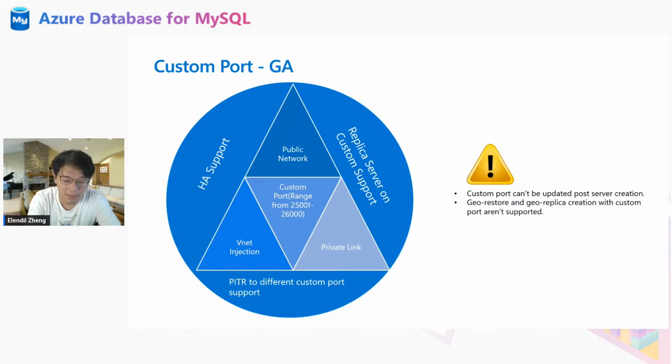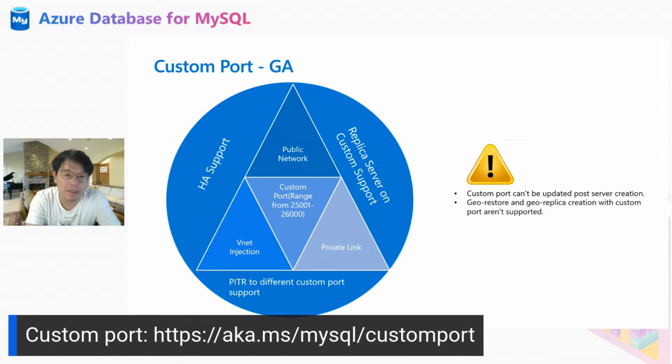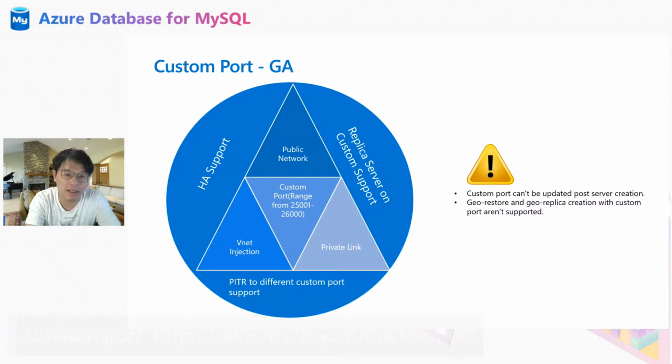Not like our public preview versions. Currently, we support not only the VNet injection servers for the customer port, we also support public network and private link network. So the port range is from 25001 to 26000. And not only do we support the different network options, we also support our existing features like HA and replica server creation with the custom port.